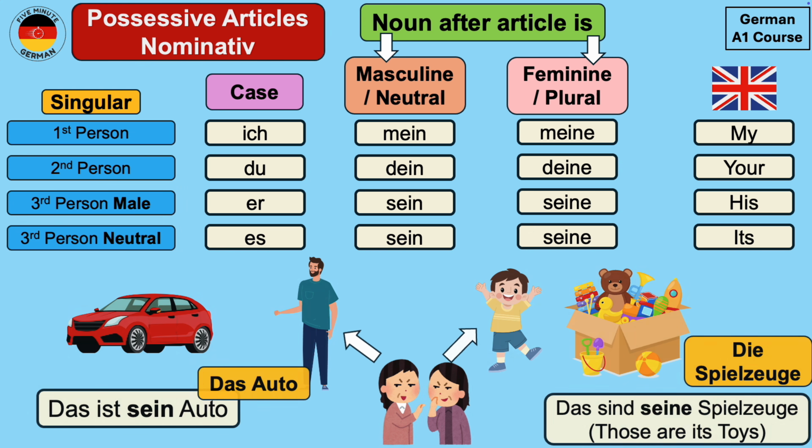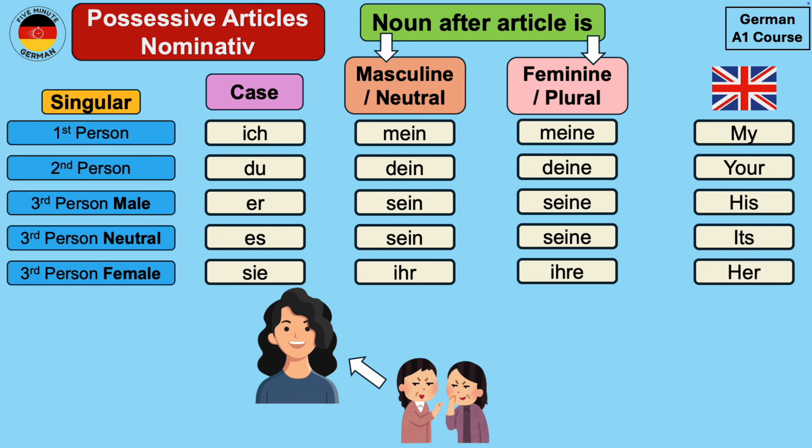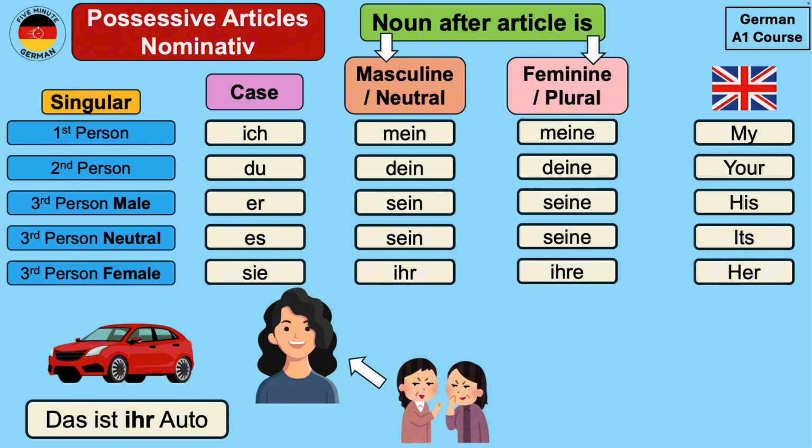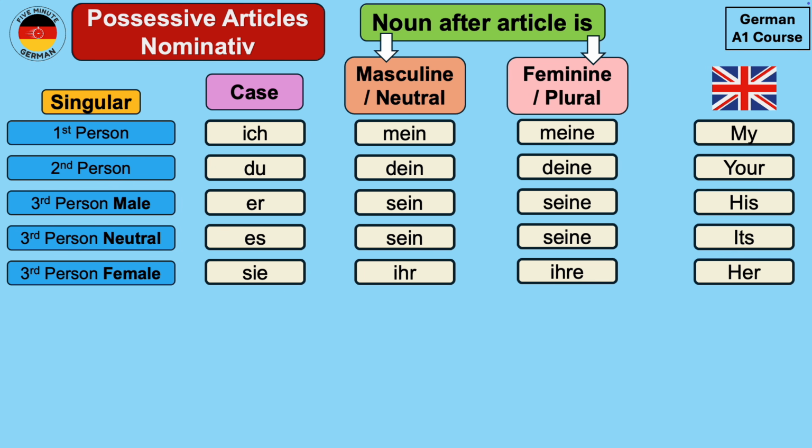Now if the third person is a female, then the forms will be ihr or ihre. So the same examples that we saw earlier for the third person female will be, das ist ihr Auto. That is her car. Or das sind ihre Spielzeuge. Those are her toys. So these are the different possessive articles in nominative for the singular case. Now let's take a look at the plural case.